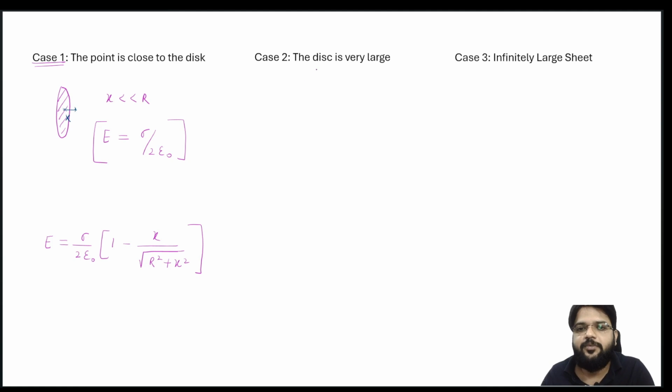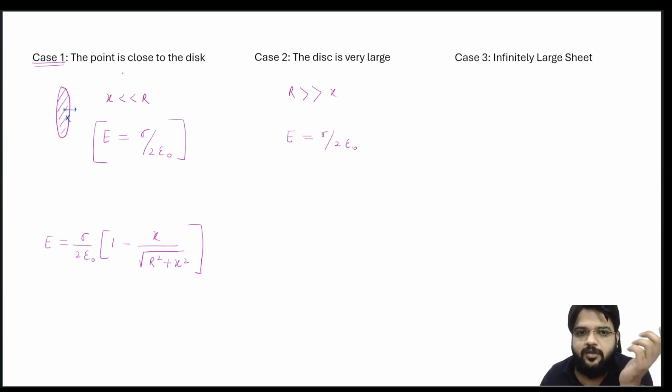In the second case, what is happening? The disk is very large. Now disk is very large means radius is very large, everyone. So if radius is very large, then definitely x is very small. So again, what will happen here? R is very large as compared to x. So x is small, R is big. So the ratio of x by under root r square plus x square is again approx 0. So in the second case, again, we will get E equal to sigma by 2 epsilon naught.